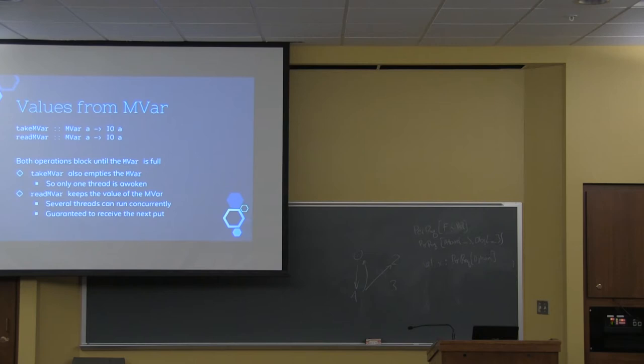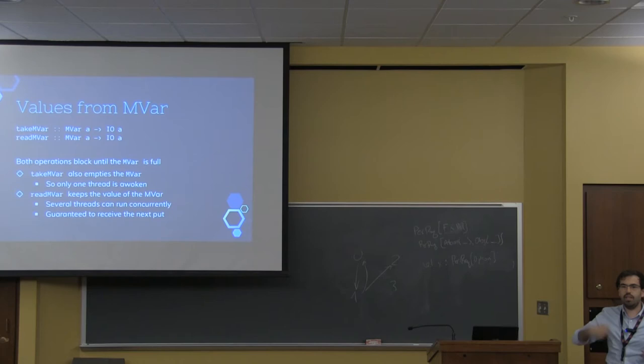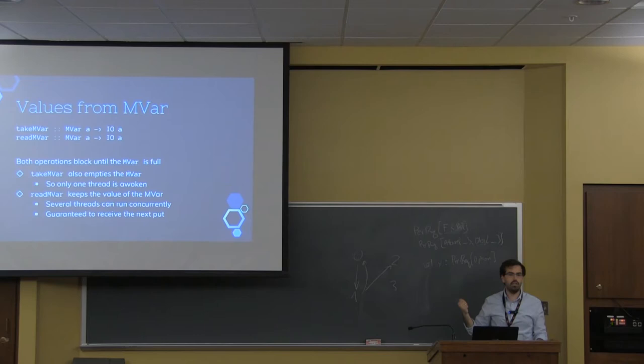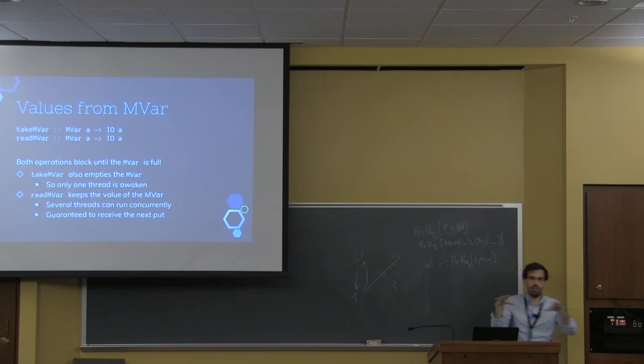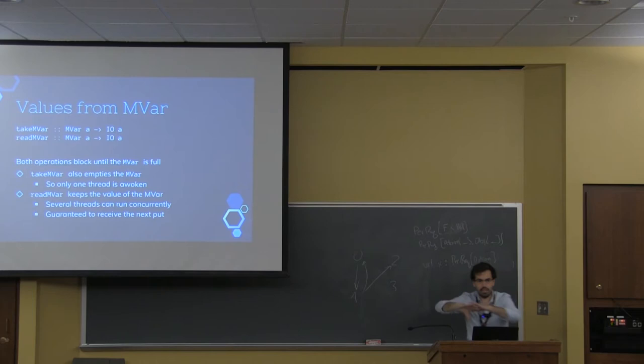And you have readMVar, which keeps the MVar in the same state. So everybody waiting on readMVar, if it was empty and becomes full, all of them will be awoken, not at the same time, but with the same value. And in this case, you have this nice guarantee that you are guaranteed to receive exactly the next put. So it can be the case that you are reading and somebody is taking. Then all the reads get the first put, and then the take gets the put and empties the thing.